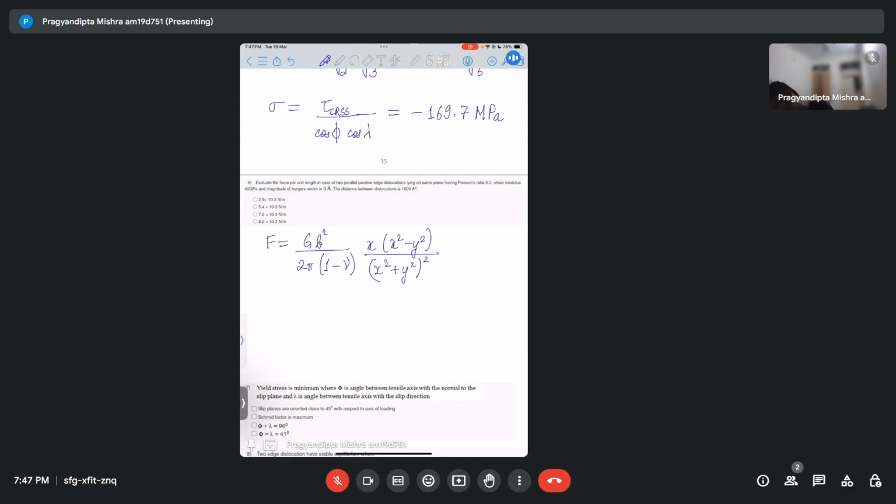So if I put y is equal to 0, then it will become GB square divided by 2 pi times 1 minus mu, times x cube divided by x to the power 4. So 1 by x. So this is what I have to substitute and find the final answer. They have given us all the values. G is 40 GPa. Burgers vector is given as 3 Angstrom. Distance between dislocations is 1000, so x is 1000. B is 3. Poisson's ratio is 0.3. So all the values are given. So let's just calculate.